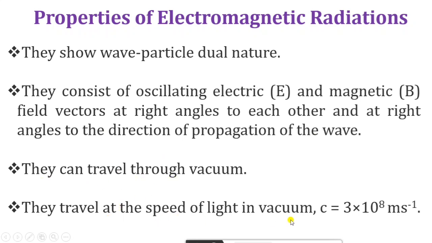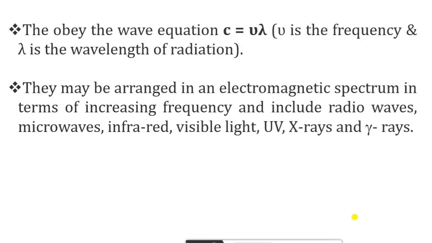They travel at the speed of light in vacuum, that is c equal to 3 into 10 to the power of 8 meter per second. They obey the wave equation c equal to lambda into nu, where nu is the frequency and lambda is the wavelength of radiation. They may be arranged in an electromagnetic spectrum in terms of increasing frequency and include radio waves, microwaves, infrared, visible light, ultraviolet, X-rays and gamma rays.